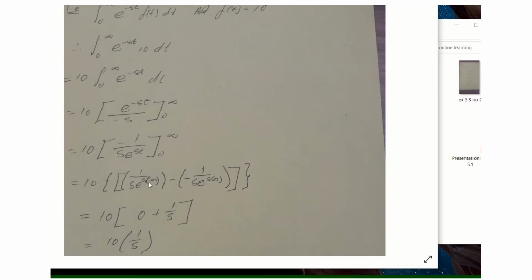So if we substitute this infinity, any number that divides infinity, we know it's a 0. That's why I have a 0 there. Then it's a minus, and then I substitute a 0 there. Any number to the power 0 is a 1, which means I'm left with s. But this minus multiplied by that minus gives me a plus. If you add the 2, you're left with 1 over s. If you multiply with the 10, you get 10 over s. So this is how you go around evaluating this exercise 5.3 number 1.